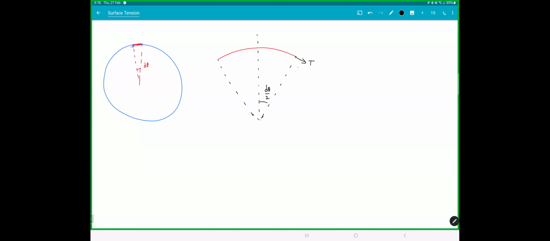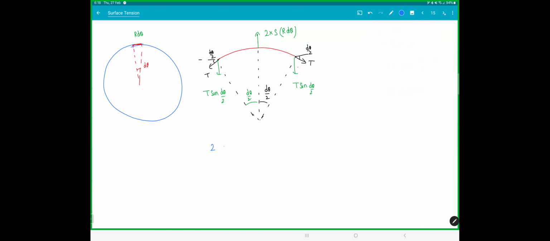So tension will be T here. This angle also will be d theta by 2. This will be tension. This is also d theta by 2. So if you look at the components, the vertical components will be T sine d theta by 2. Also d theta by 2. And this will be 2 into S into, even though I drew it big, you must understand r d theta is very small. It's like a line. 2S r d theta.